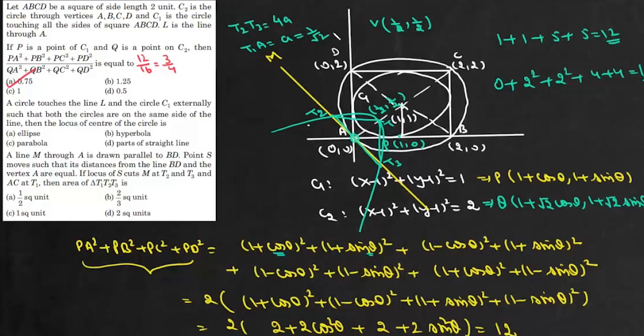Now once we have these values, we can find the area of this triangle. So the area of this triangle will be 1/2 times 4A into A, so it will be 2A square. Now A square is 1/2, so the area of this triangle is 1 square unit, and that's your option C. So the answer to this question is A, C and C.